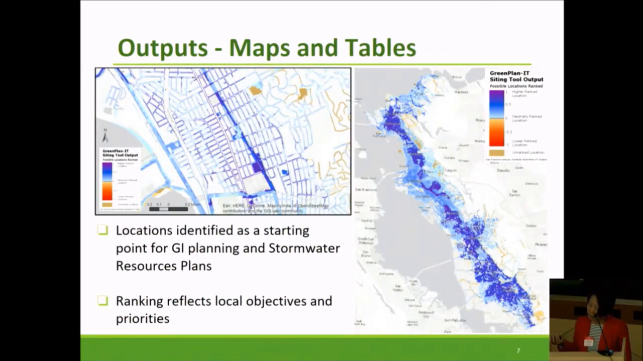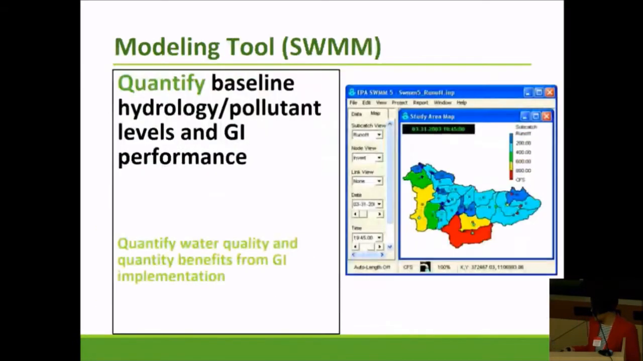So this is the first tool. The modeling tool, we actually use EPA SWMM. I think probably some of you are familiar with that. This tool is to quantify the baseline hydrology and pollutant levels, as well as to help you evaluate the performance of each green structure. The tool provides you with the ability to compare before and after situations, right? Before is our current situation, and after is when we have a GI build out. This comparison will help you quantify the benefit of green structure.